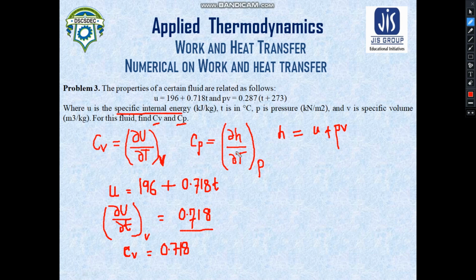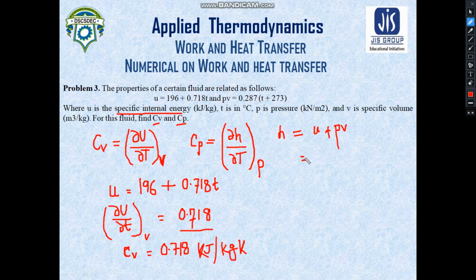So the unit will be kilojoule per kg Kelvin. Now we need to do the calculations for CP. For CP, you can find that CP is the change of specific enthalpy with respect to the temperature when the pressure is kept constant.